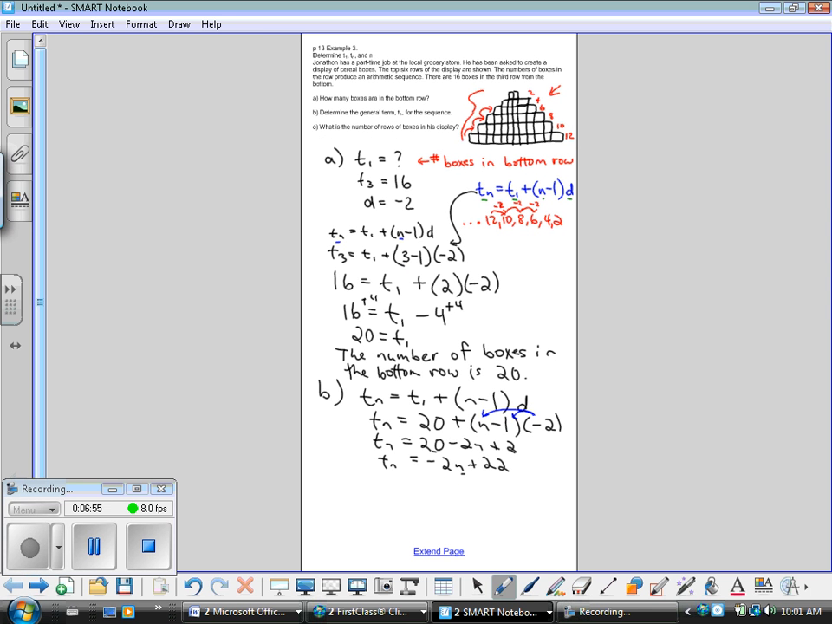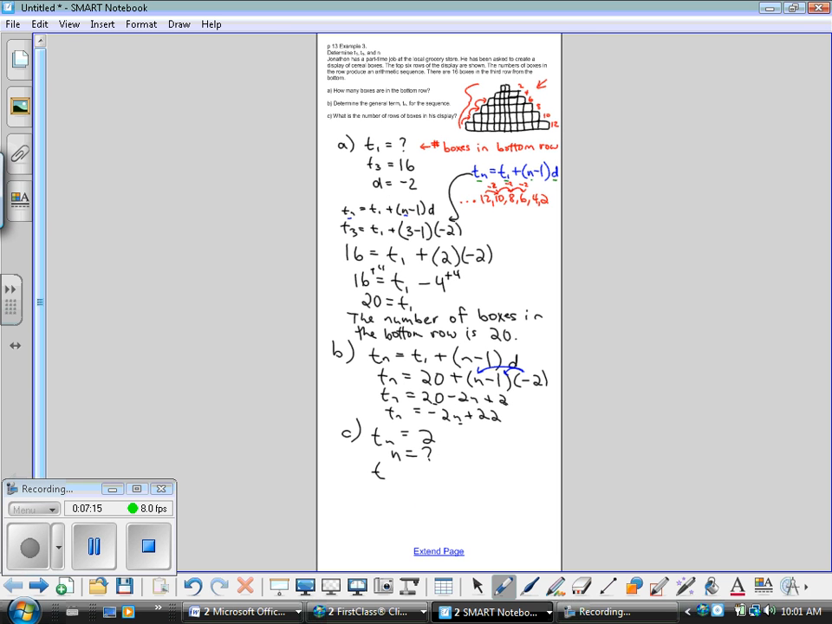Well, in this case, what we're going to do is knowing what our last term is, and we know that our last term is 2 because that's the top row. We want to know what is the n that corresponds to that. The first term of the sequence is still going to be 20, and the common difference of the sequence is still negative 2. And so it's just a simple matter of substituting that in.